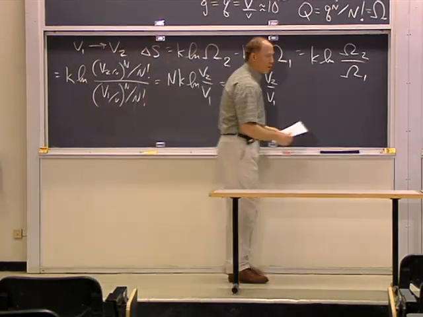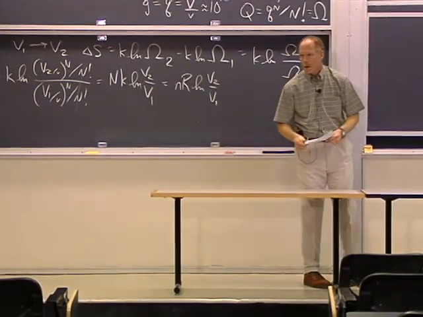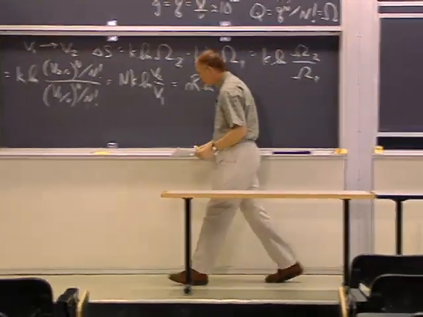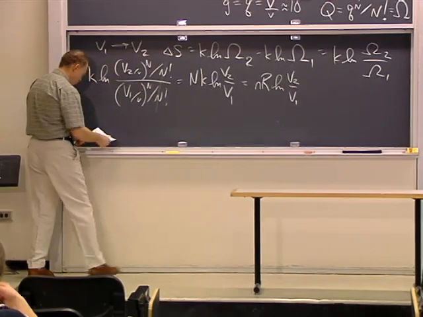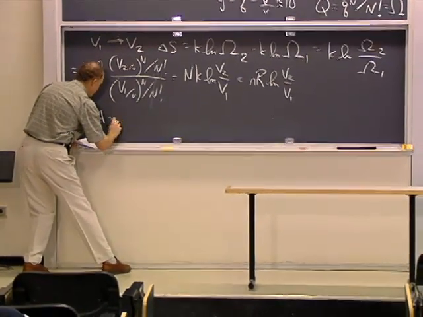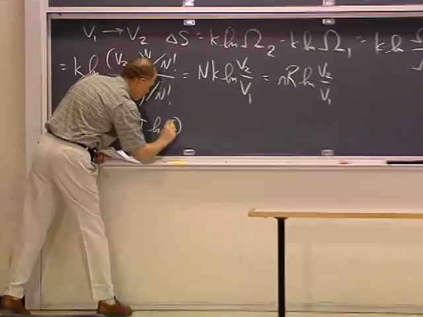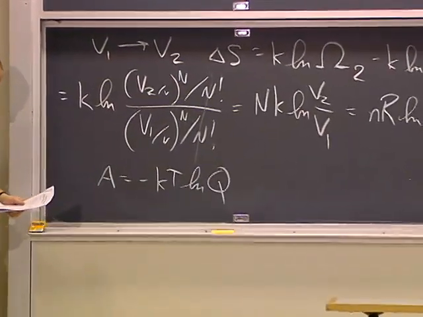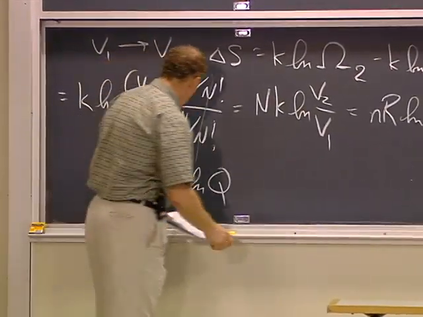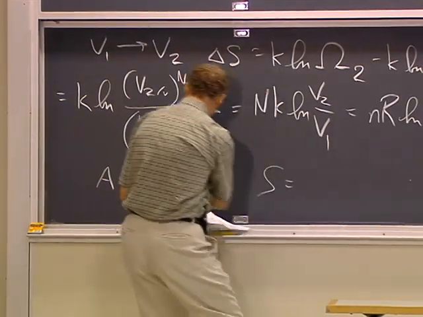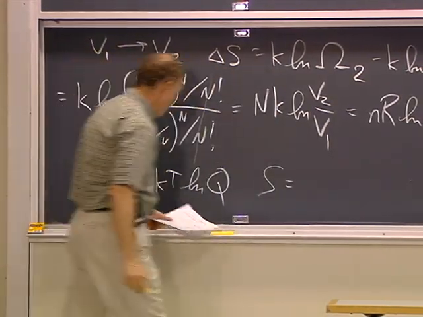Also notice one of the other results that you've seen is that you could relate the partition function to A, the Helmholtz free energy: A is minus kT log Q. And S is negative dA/dT.